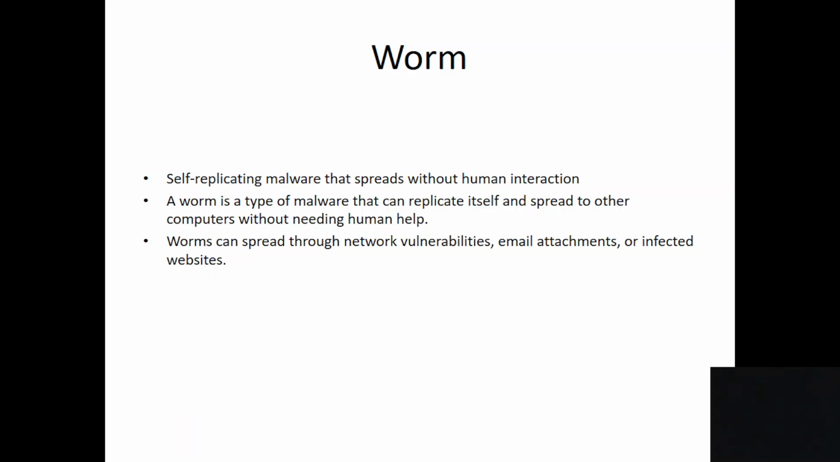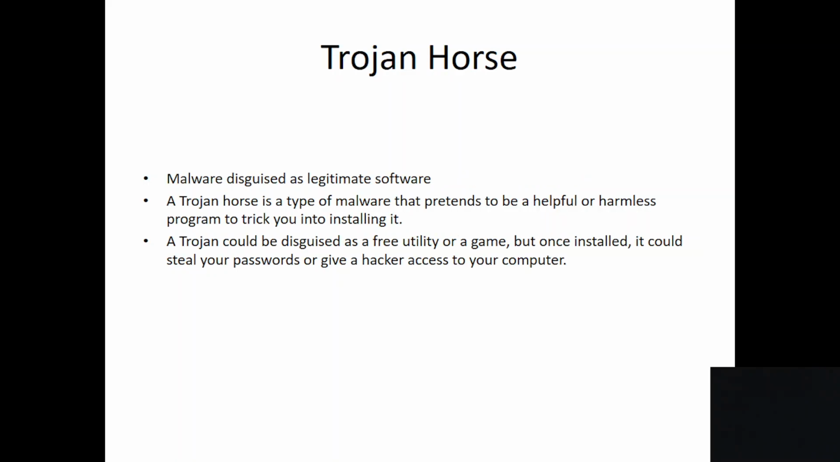Worms can spread through network vulnerabilities, email attachments, or infected websites. Once you open any website, it will automatically replicate and come to your machine. Worms. Next is Trojan horse. It's most commonly a program, or you can say it's a virus.